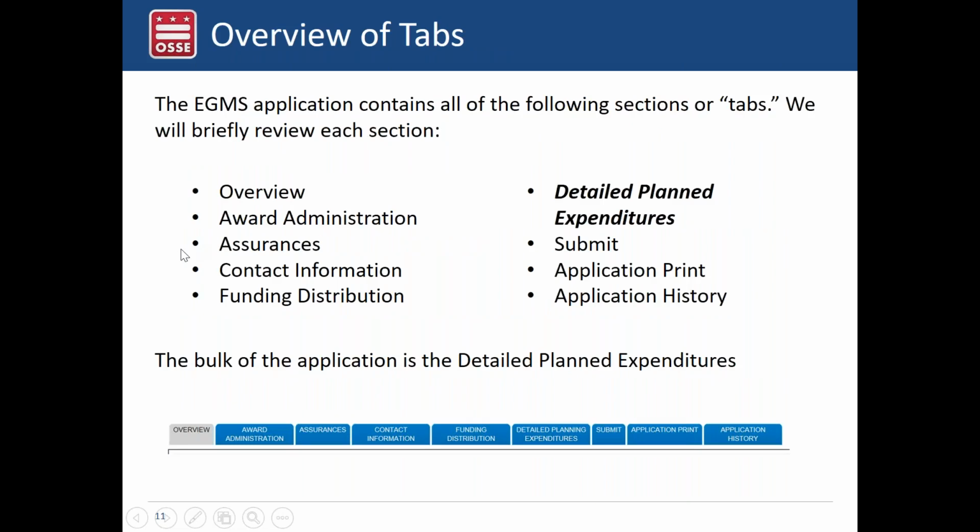The EGMS application will contain the following sections or tabs. We'll discuss each of these in detail: the overview, award administration and assurances, contact information, funding distribution, detailed planned expenditures, submit, application print, and application history. But I really want to note that the bulk of the application is in the detailed planned expenditures, and there's no budget narrative required for this application.